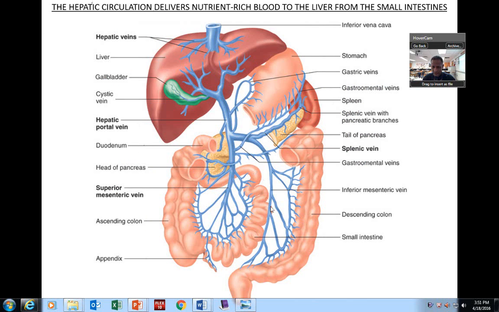The hepatic portal system: imagine the small intestines are removed, but if you find the superior mesenteric vein and the inferior mesenteric vein, they're going to be draining blood. The inferior is draining from the large intestines, the superior is draining from the small intestines, and if you follow them all the way up, they're ultimately going to the hepatic portal vein.